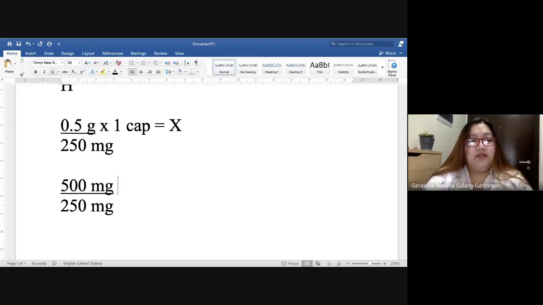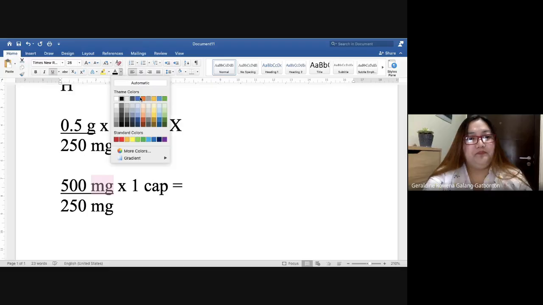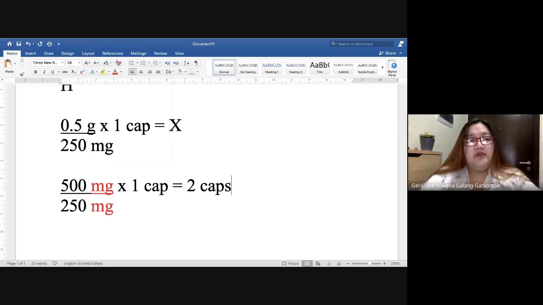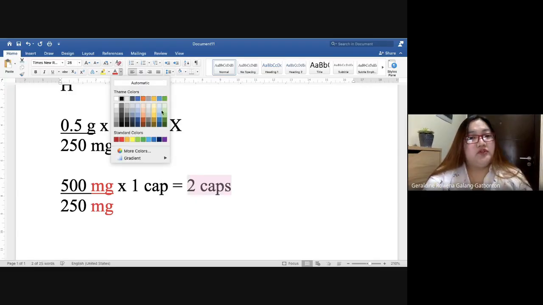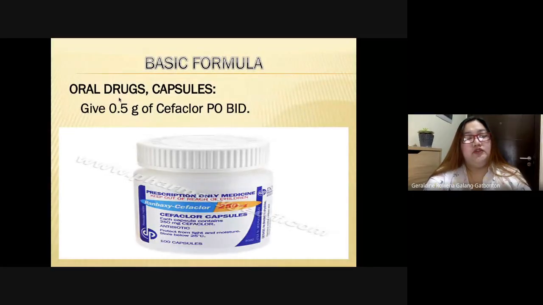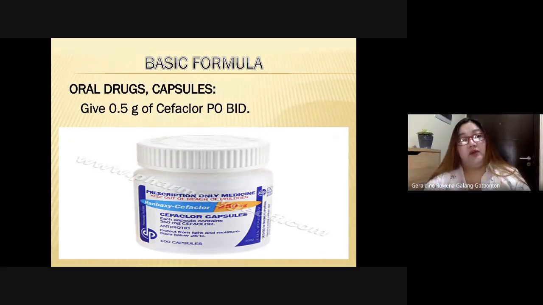Your quantity is 1 cap. So, syempre, makakancel na yung milligram. Pag na-cancel yung milligram, ang tira na lang sa atin na unit ay ang quantity, which is cap. So, what is the answer? The answer is 2 capsules. So, you are to give 2 capsules to your patient, no? Kasi yun yung quantity ng 0.5 grams ng cefaclor.